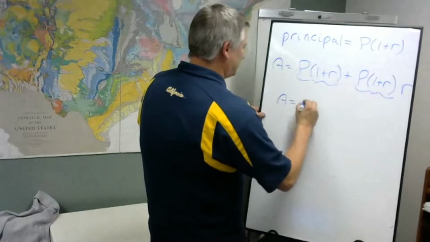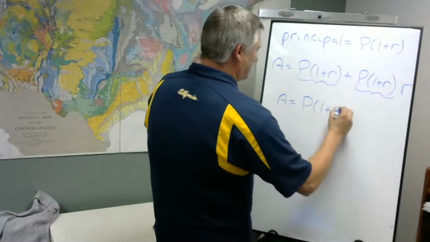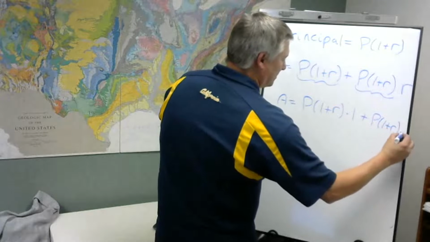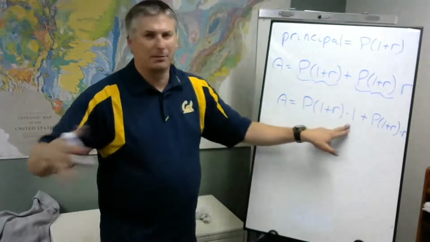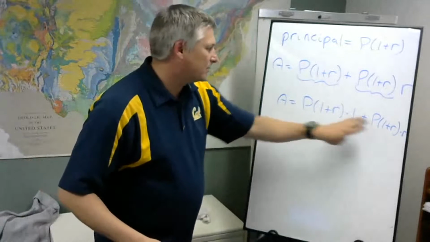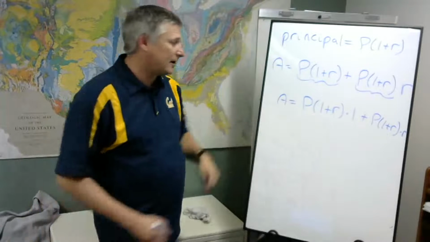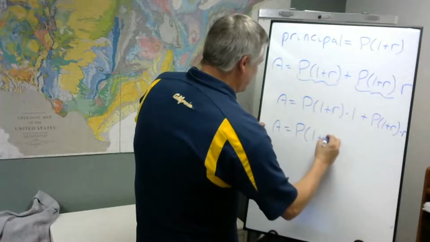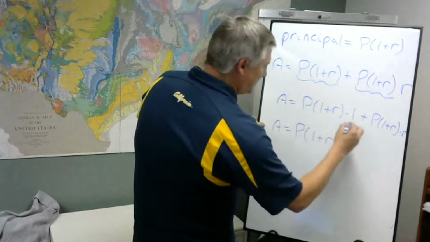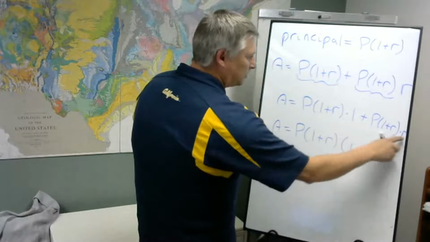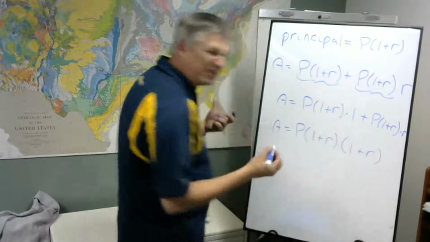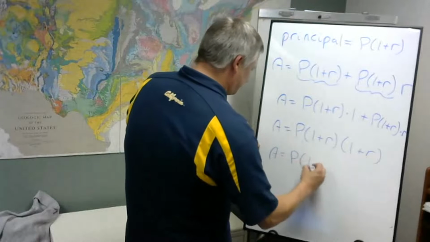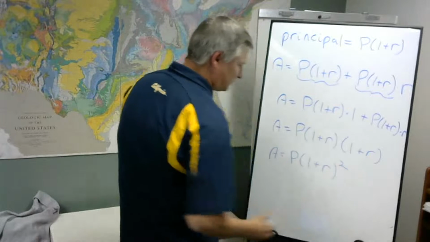Say this is A equals P(1 + R) times 1 plus P(1 + R) times R. You can always multiply by 1. Factor out P times (1 + R). And so now at the end of the second year, we get this. We'll leave this 1 behind, and we'll leave this R behind. Now look at this, it's just 1 plus R. So we'll get (1 + R) squared.